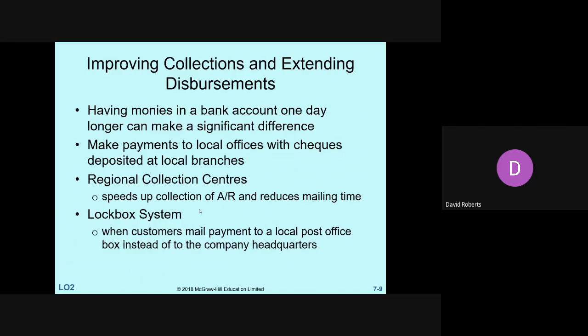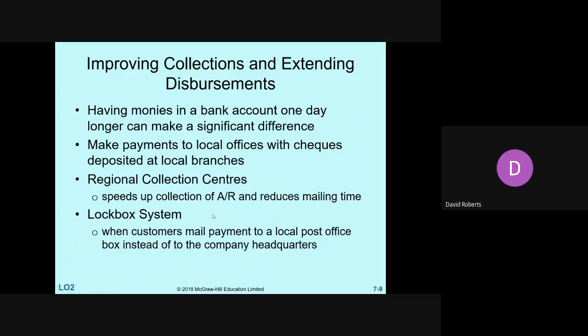And then have somebody literally go to your mailbox. It's called a lockbox system. Go to the mailbox, take the checks out, go to the bank and deposit them. And that's done. It's done by large corporations. When you're talking millions of dollars, collecting your cash as quickly as possible is important.